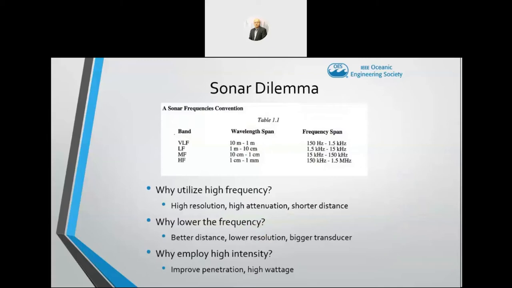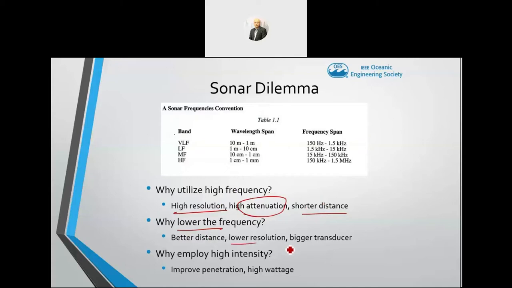Talking about sonar or underwater acoustics, we have had the same dilemma for the past 80 to 90 years, which is that normally we use a very high frequency because we want to achieve a high resolution. That's the only reason why we use a high frequency. According to the formula, a high frequency will of course result in a higher resolution, and you will sacrifice distance as well. So with high frequency, you get your resolution, but you lose your distance. With low frequency, of course, you can achieve better distance, but at a lower resolution.